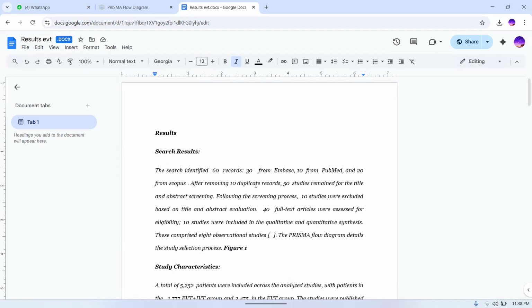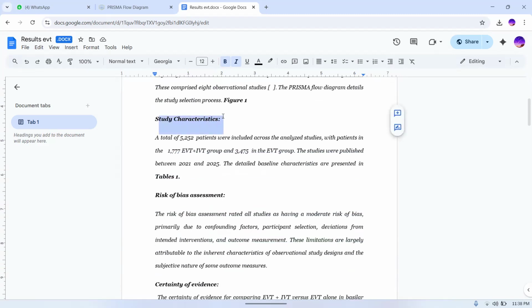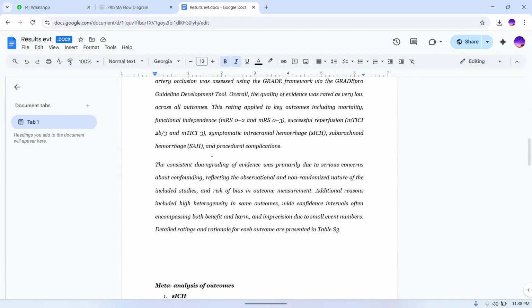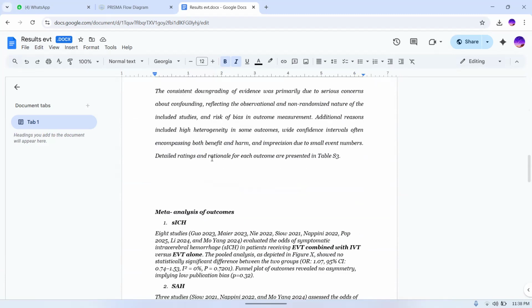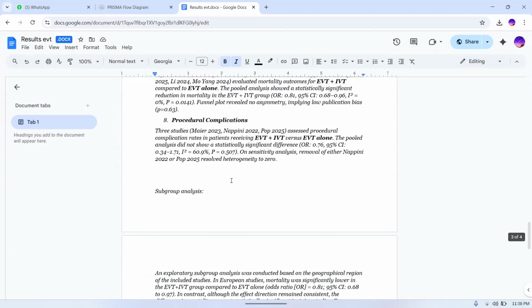So this was all about the results. In results, first you will write the first paragraph as search results. The next paragraph shall be about the study characteristics. The third paragraph, risk of bias assessment. Certainty of evidence is basically for the GRADE assessment. Most meta-analyses don't do this, so you can skip this paragraph, and then the meta-analysis of the outcomes, and you would write exactly the way I explained before. So this was all about today's lecture.